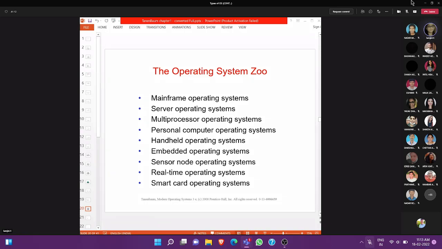An example of a sensor node operating system is TinyOS. There is an operating system called TinyOS. That is a good example for a sensor node operating system.